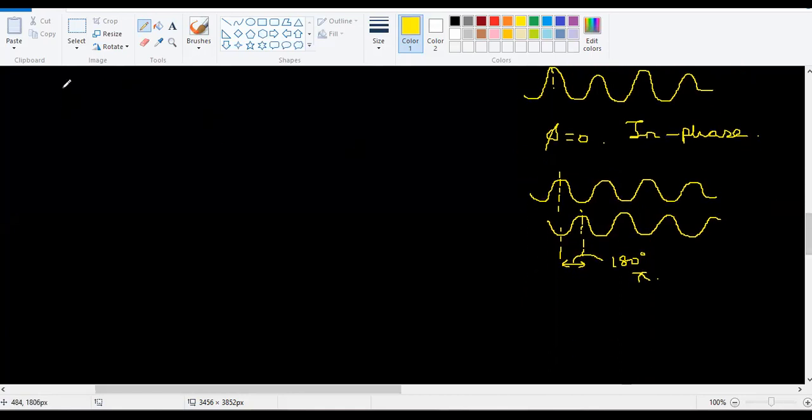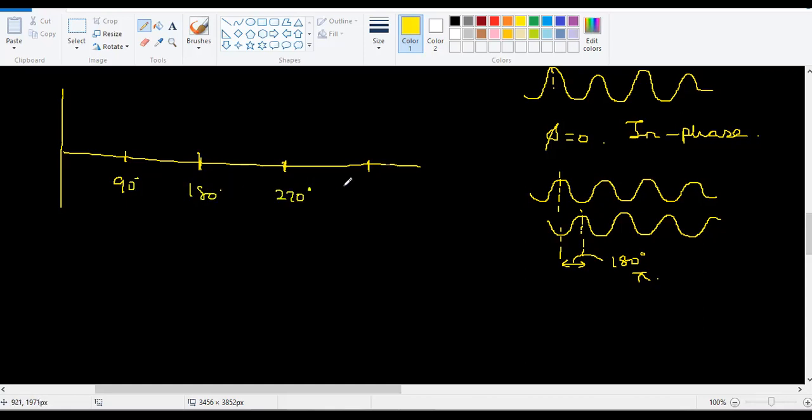Or I can draw it a little better. If you draw it to scale properly, it will make more sense. So this is pi by 2, this is pi, this is 3 pi by 2, this is 2 pi. That means this is 90 degrees, this is 180 degrees, this is 270 degrees, this is 360 degrees. But very often we talk in terms of pi. So it will be pi by 2, pi, 3 pi by 2, 2 pi. This will be 0 degrees and this will be 0 pi.